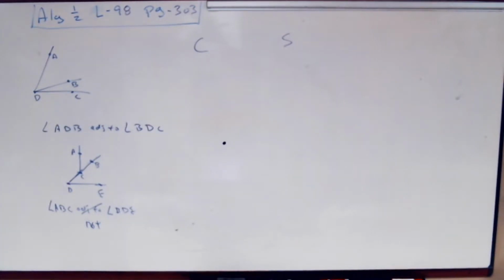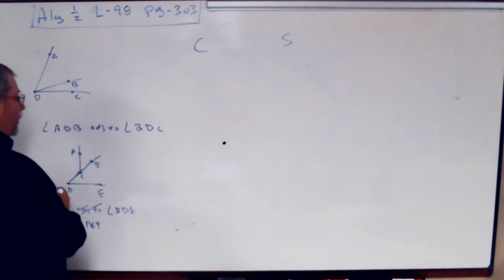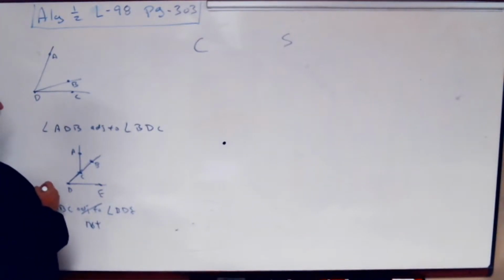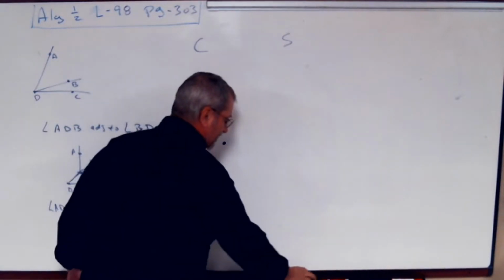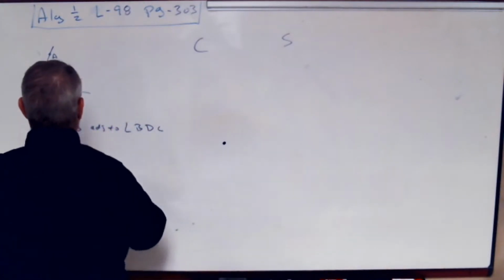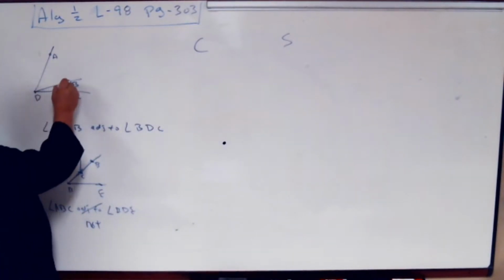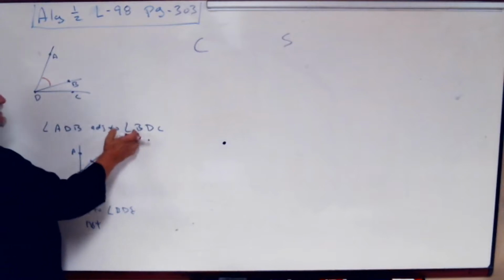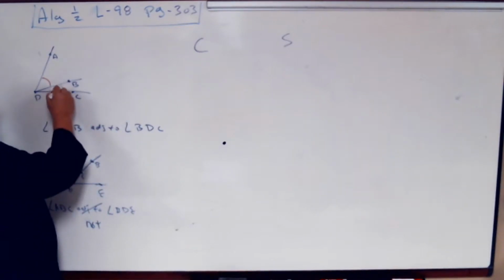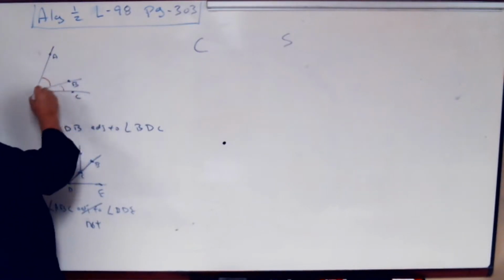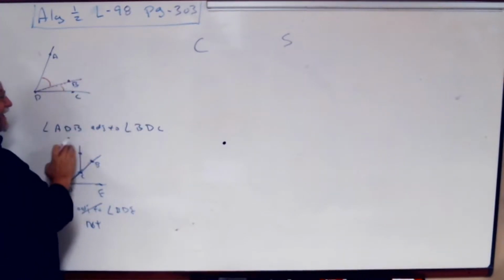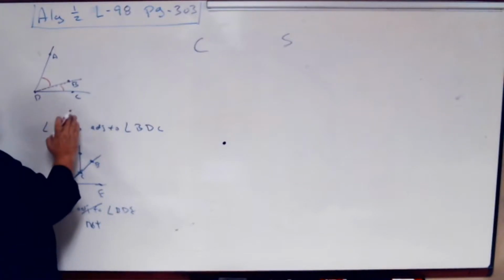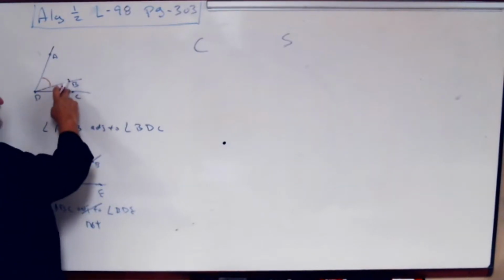The word adjacent, talking about adjacent angles, means two angles that are next to each other that have a common side. This is angle ADB right here. This is angle BDC right here. The common side is this right here. They share a side, okay? That means they are adjacent.